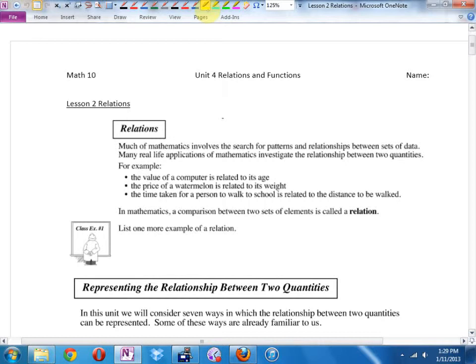The price of a watermelon is related to its weight. As a watermelon gets heavier, what happens to its price? Gets smaller? Who said? Someone, you need to go shopping. Yeah, I think it goes up, right? This is an example of where one goes up, the other goes up.